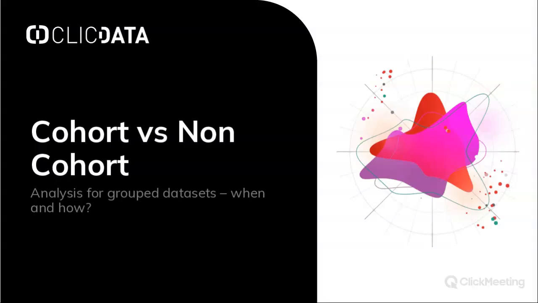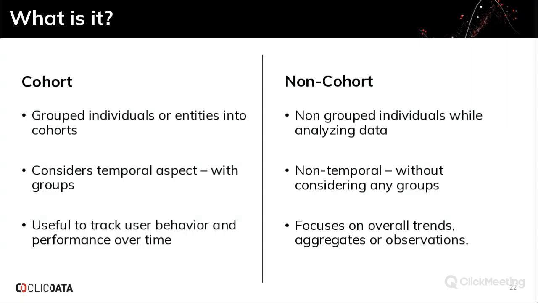The next topic we want to talk about is cohort versus non-cohort. How do we analyze grouped data sets, when we should do it, how we should do it, and what kind of data we should structure for such analysis as well. Before we dive into the data structure, let's talk about what a cohort and non-cohort would give.